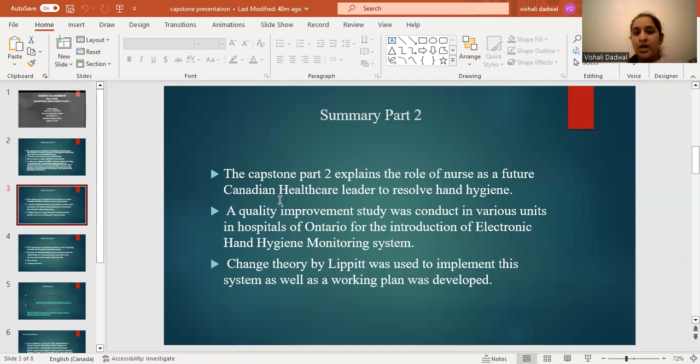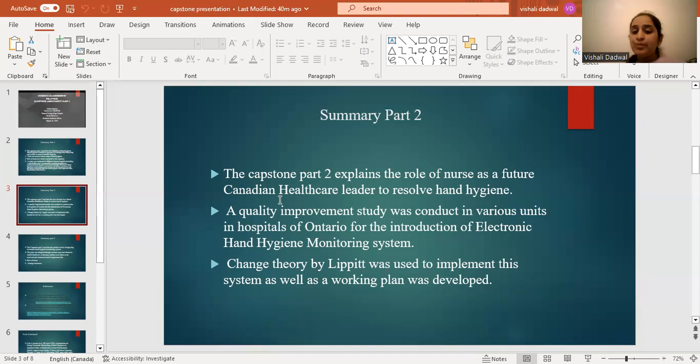In this Part 2, I explain the role of a nurse as a future Canadian healthcare leader to resolve the hand hygiene problem. The role of the nurse is the same: they provide health education to the people who visit the hospital, provide proper knowledge about technological advancement and devices to newly recruited staff members, and they do audits daily, maintain proper utilization of all equipment, soap, and sanitizer, and maintain proper scheduling of all the material related to hand hygiene.